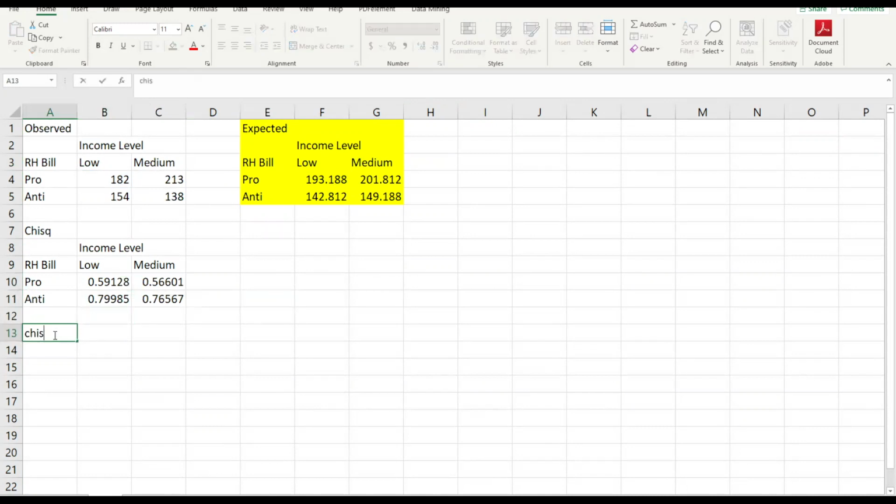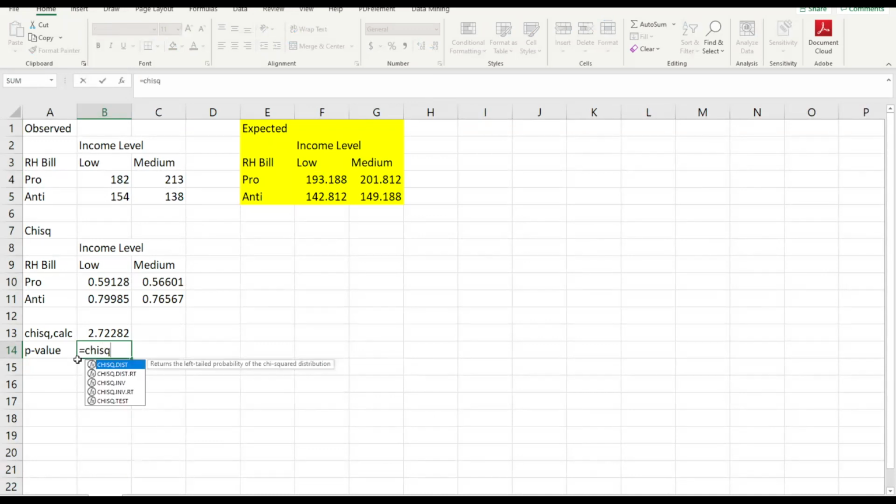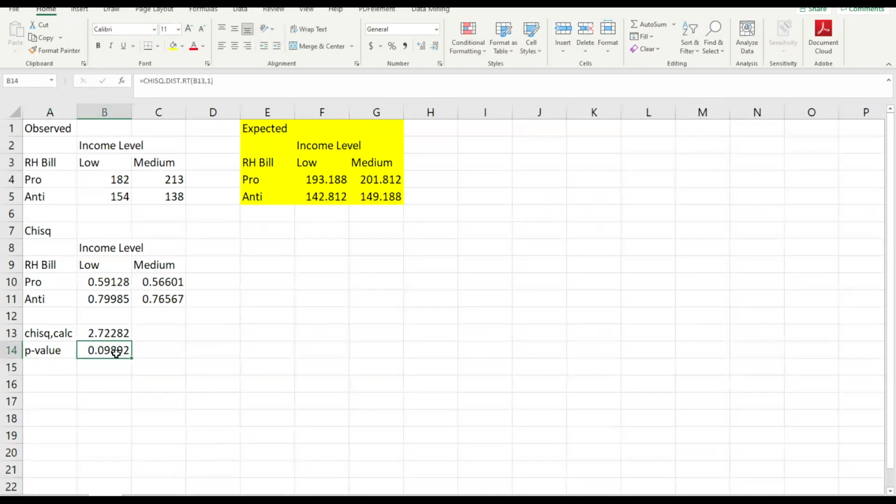Then to take the chi-square calculated is equal to just the sum of this one. Tapos if we do chi-square a p-value, then we do equals chi-squared dot dist dot rt. Pwede nga to. Tapos this one, degrees of freedom natin is equal to 1. Okay? We get 0.09. No?